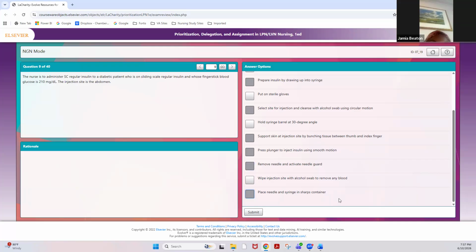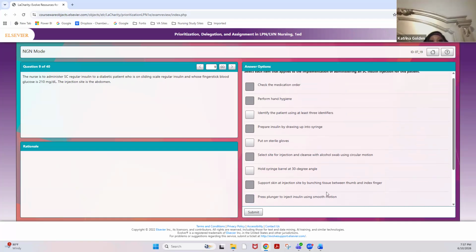The one where it says how we bunch the skin. I thought for insulin we spread the skin, but maybe it's the same. Maybe it's just the word and I'm overthinking it. Nope, you're backwards. Insulin is subcutaneous. Subcutaneous, we pinch. Muscular, IM, we spread. Okay. All right, here we go.